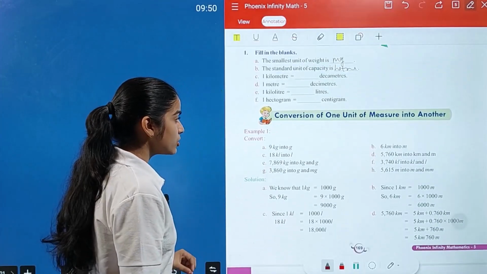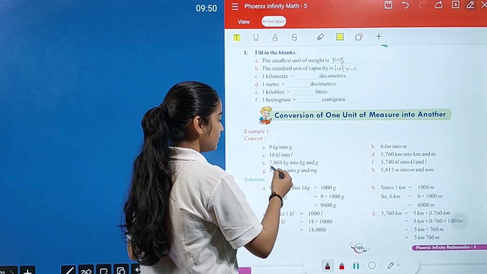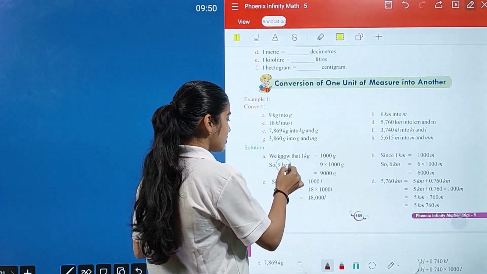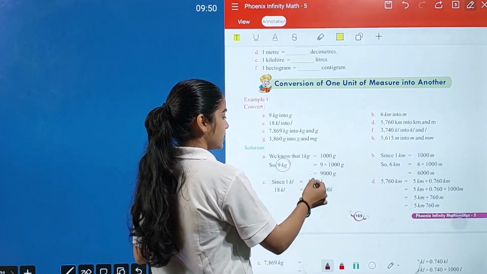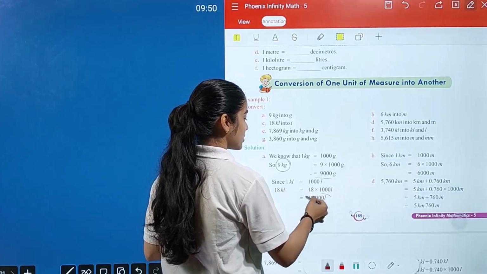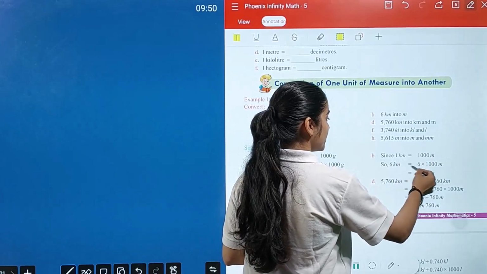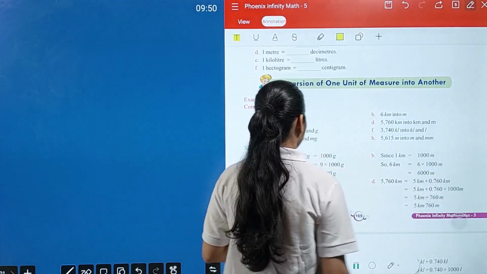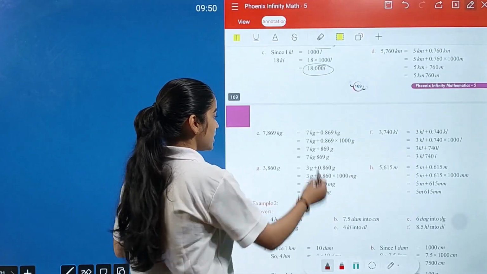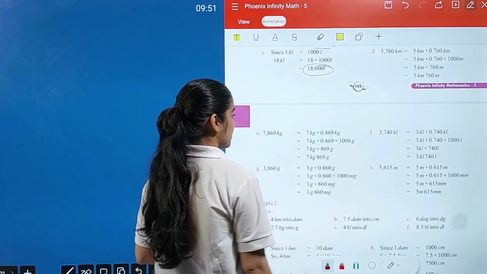Now, conversion of one unit of measure into another. 9 kg into gram, 18 kiloliter into liter and 7.869 kg into kg and gram. First, 9 kg means 9000 gram. 1 kiloliter means 1000 liter, so 18 multiplied by 1000 is equal to 18,000 liter. 1 kilometer is equal to 1000 meters, so 6 kilometer will be equal to 6000 meter. Now kg into gram: 7.869 kg. Here we have 7 kg and 0.869, so 7 kg 869 gram is your answer.